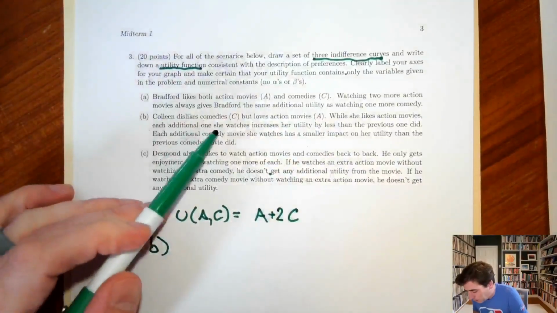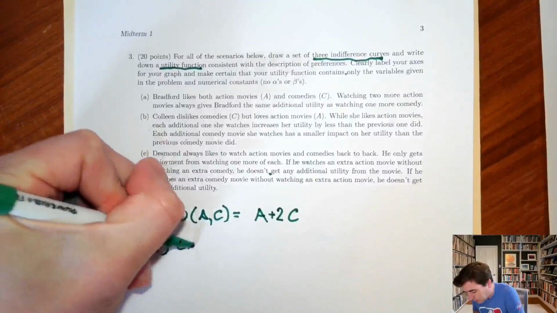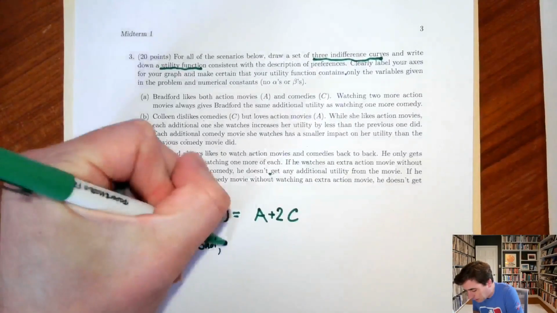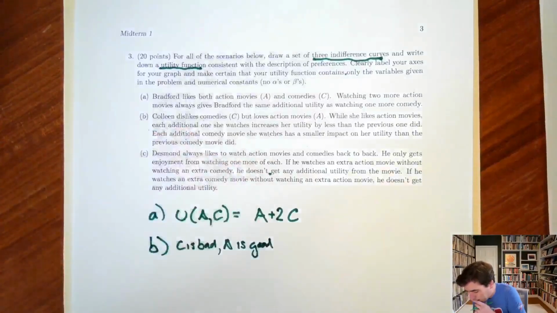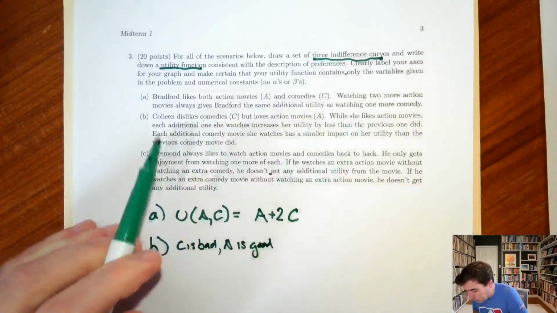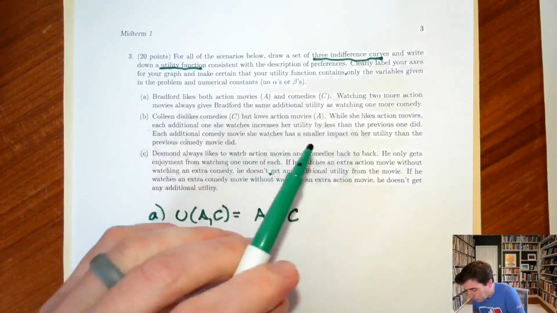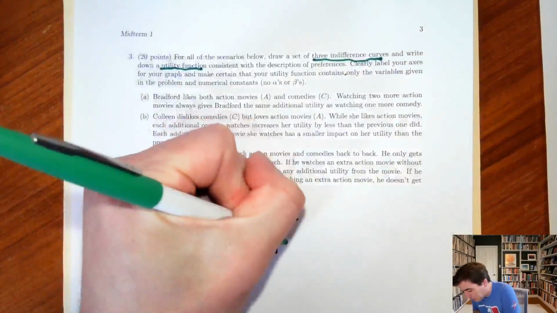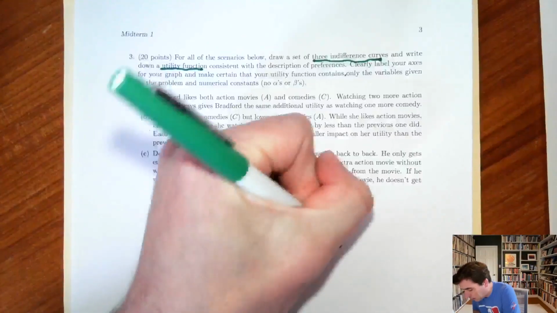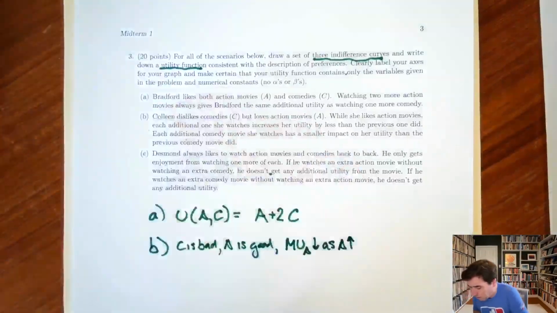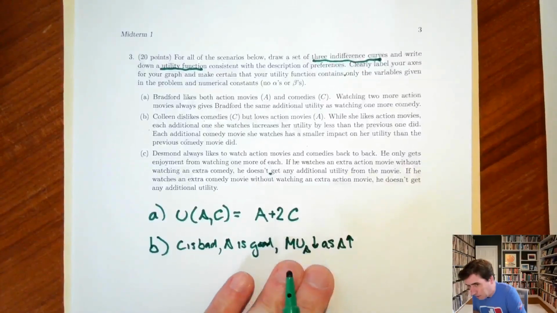Colleen dislikes comedies, but loves action movies. All right, so C is bad, right? A is good. So I just want to keep track of that here. While she likes action movies, each additional one she watches increases utility by less than the previous one did. Okay, so that tells me that marginal utility of A is going down as A goes up. Right, so I'm just translating the language of the problem into our standard notation here.